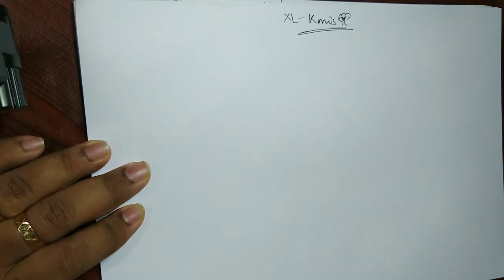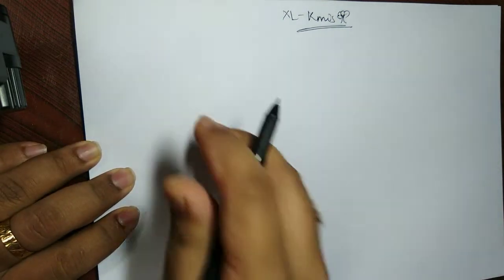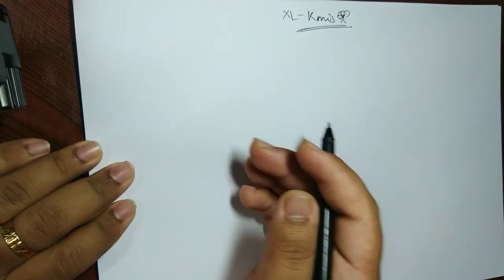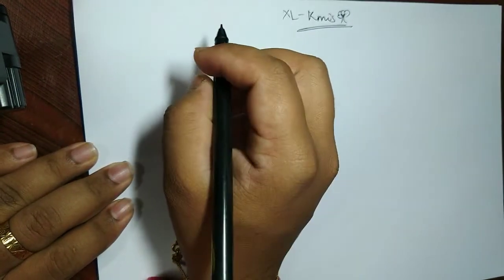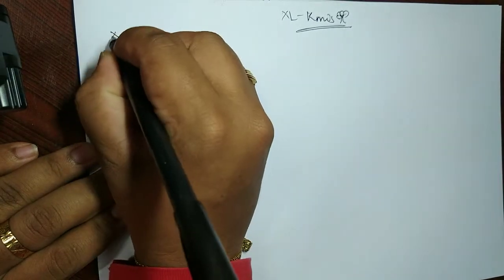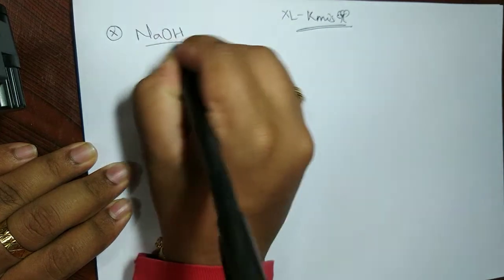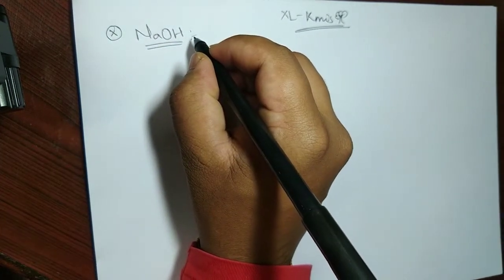Alright, so now we're talking about the various compounds of the first group elements, and we have covered I think 5 to 6. Let's continue our discussion with one of the very important compounds, sodium hydroxide. Very important, NaOH. It is also called as what? Caustic soda.